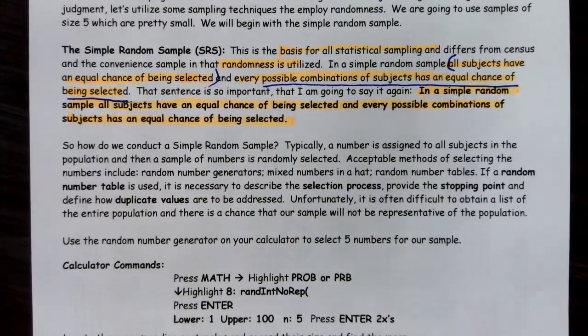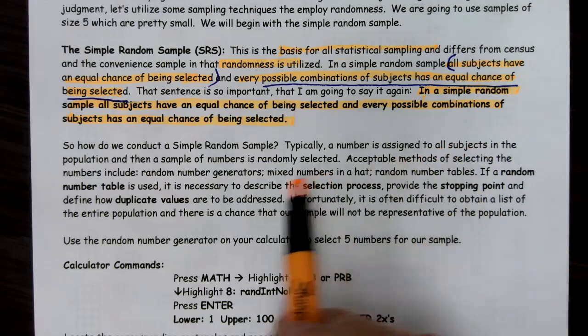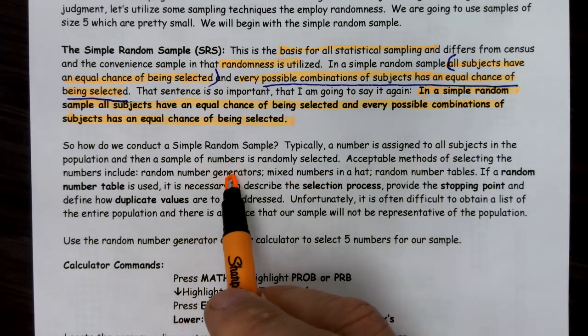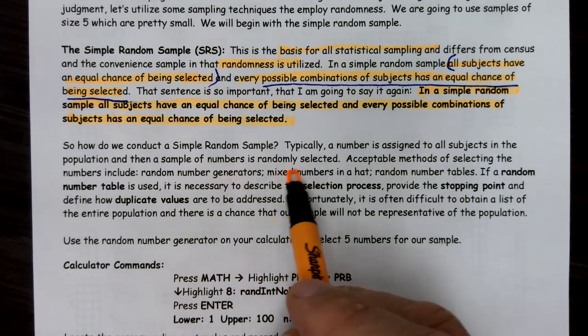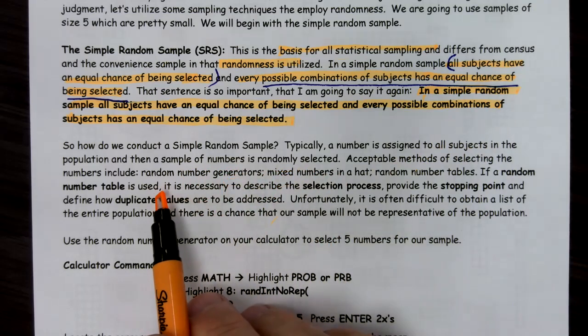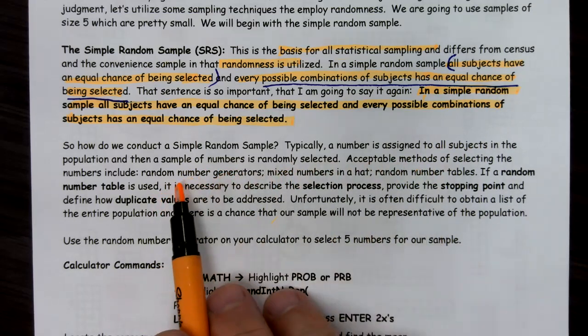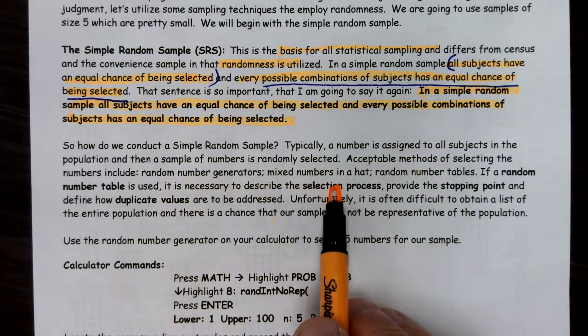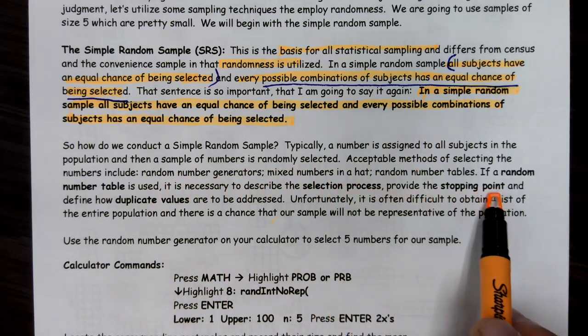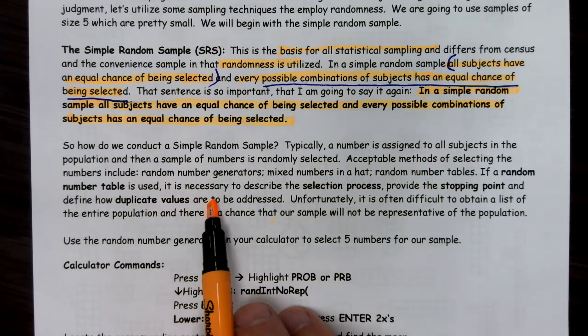So how do we conduct a simple random sample? Typically, a number is assigned to all subjects in the population, and then a sample of numbers is randomly selected. Acceptable methods of selecting a number are using a random number generator, numbers in a hat, or random number tables. We used random number tables when we ran simulations. We're going to use a random number generator on a calculator here in a moment, or we could write down all the numbers in a hat and draw. If a random number table is used, it's necessary to describe the selection process, provide the stopping point, and define how duplicate values are to be addressed.